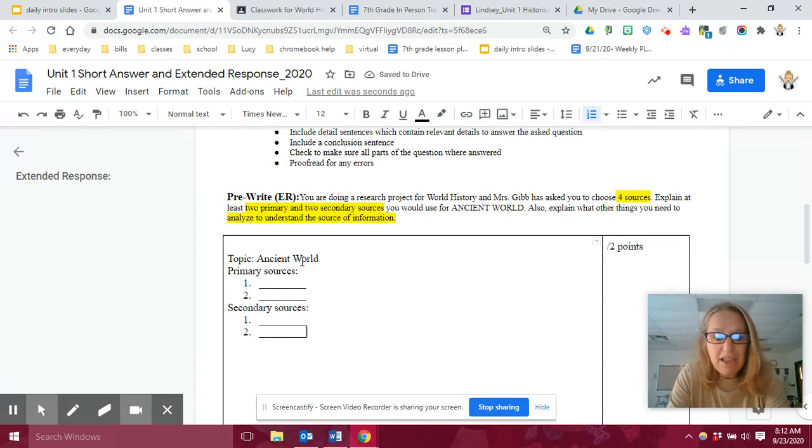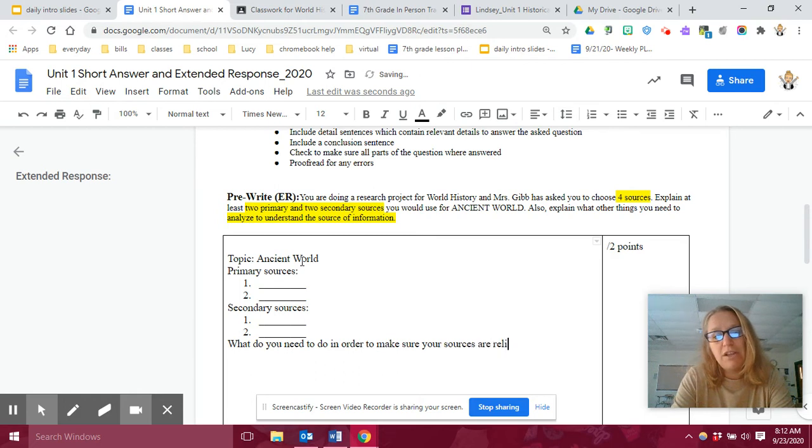And then the next part is you need to answer this question. What do you need to do in order to make sure your sources are reliable? That's a question you need to ask. I'm looking for a word that would go there. So what do you need to do to make sure that those sources you pick are reliable? And then finally, we need a conclusion.